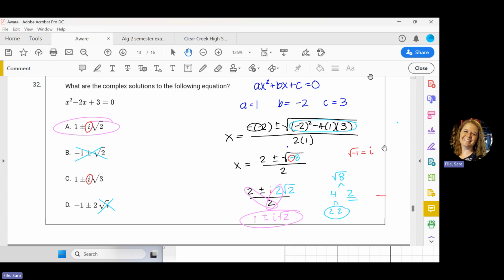Okay, so this is quadratic formula, and you've got to understand when the discriminant is negative, your answer is going to have that i outside the radical.